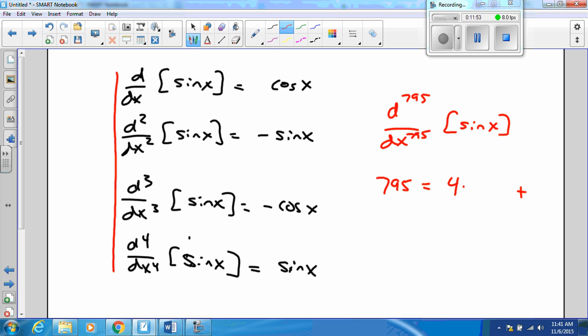Skip ahead to 800. 800 is 4 times what? 200. Now go backwards to 795. Well, it's 197 plus 3. That's exactly right. We can throw these cycles away. We don't actually care about the 198 part of it. We only care about the fact that the 795th derivative should be exactly the same as the third derivative. Boom. Negative cosine x. And we are done.